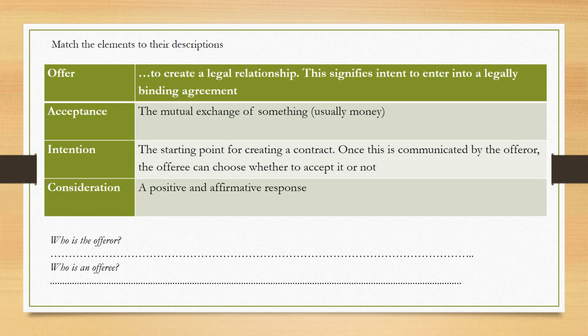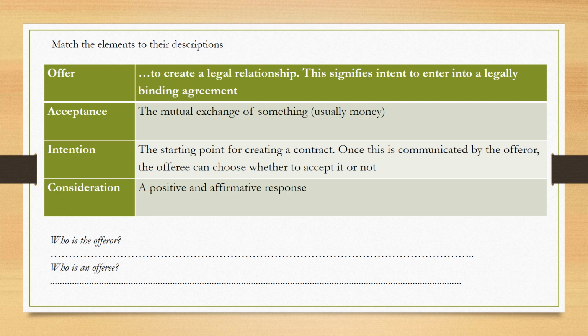So an offer is, third way down, the starting point for creating a contract. So once this is communicated by the offeror, the offeree can choose whether to accept it or not. I like to explain to my students that an offer is simply a promise. It's a promise to sell or do something to somebody that is open then for them to accept.